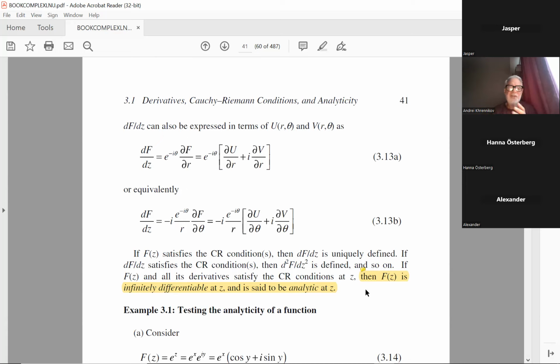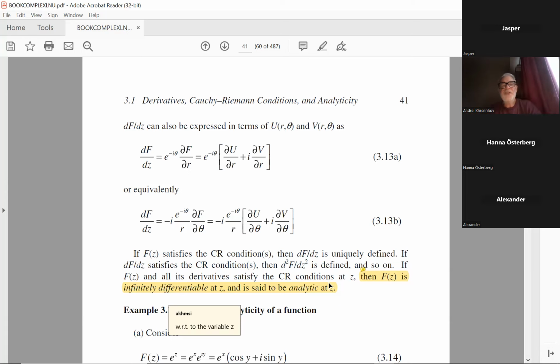Now, suppose that we have a function which is infinitely differentiable with respect to z at any point of some domain. So the first derivative exists, the second derivative exists, and so on. Either we can define these derivatives directly as a limit, the increment of the function divided by delta z, or we can say that the Cauchy-Riemann condition is satisfied for f, for its first derivative, for its second derivative, and so on. Such a function is called analytic.